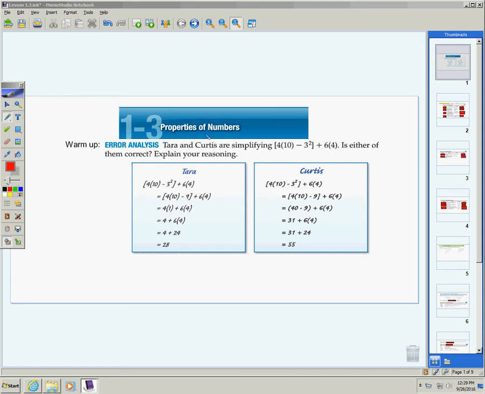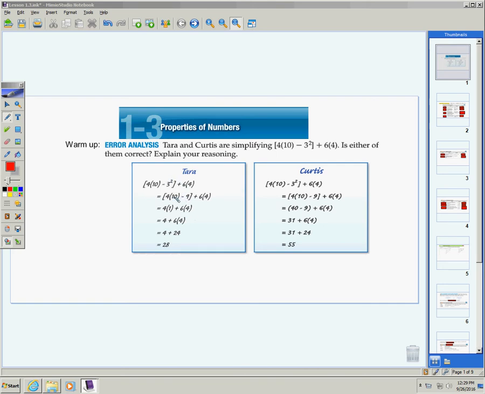So for this warm-up, it's a review of order of operations, and we've got two different people simplifying an expression, and we want to know, is either of them correct, and explain your reasoning. And if we go through here, obviously the first thing we should do is look inside the parentheses. We see an exponent, we do it, then we do the multiplication, and then we do the subtraction.